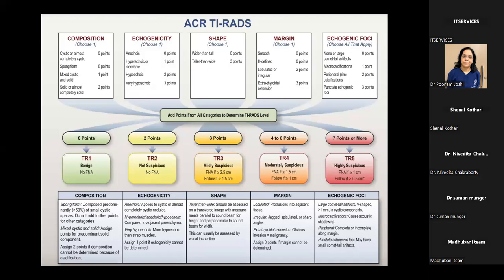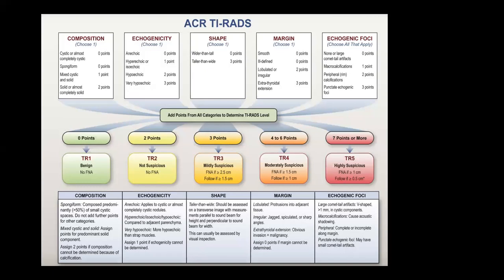Now coming to shape, we commonly speak about taller than wider. What do we mean by this? On a transverse scan, when we are performing a sonography, if the AP diameter is more than the transverse dimension, then it is taller than wider and carries an ominous prognosis.